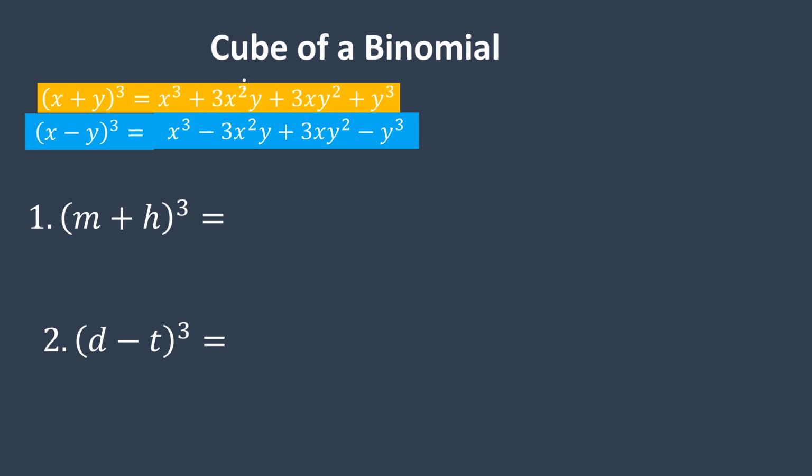Okay, so number 1. Following the model, this is a plus. So we simply cube the first term, so m cube, then plus 3, where x refers to the first term, which is m squared, and y refers to the second, which is h, plus 3, where x refers to our first term, which is m, and y refers to the second term being squared, which is h, and the last is having the last term being cubed. This is already final.